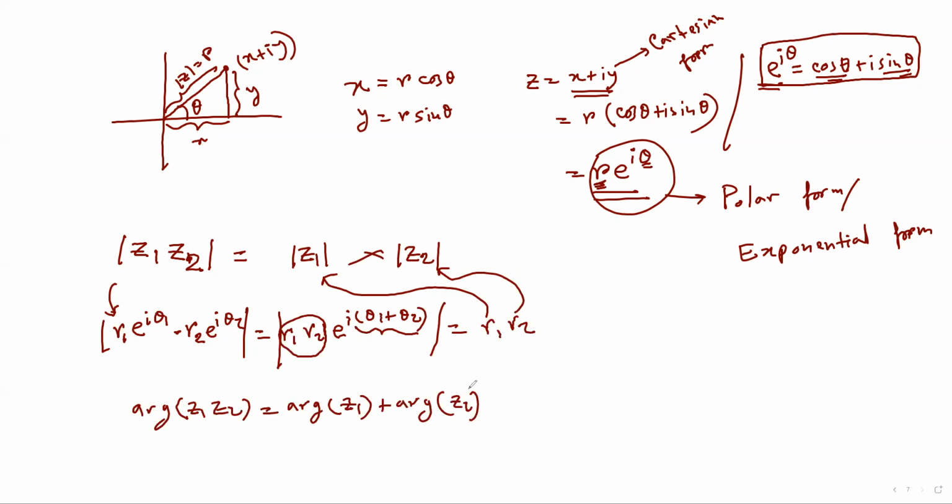So somehow it works like how the log operator works. The log of a product of two numbers is the sum of the logs of those two numbers, right? So argument works like log, and it should because it is in the exponent. So it makes perfect sense.